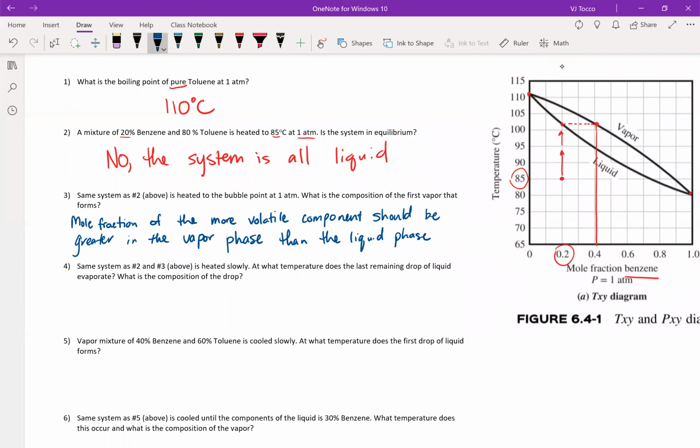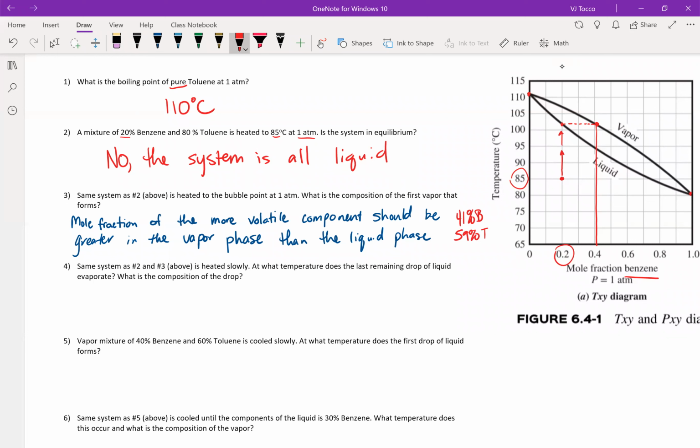Okay, so reading that composition off the diagram, I would say about 41%. The first bubble that forms is 41% benzene, and then the balance, remember these have to add up to 100%, 59% toluene. The remaining liquid is still the same original composition. It's still 20% benzene, 80% toluene. And that is because vaporizing one bubble doesn't really change the composition very much.